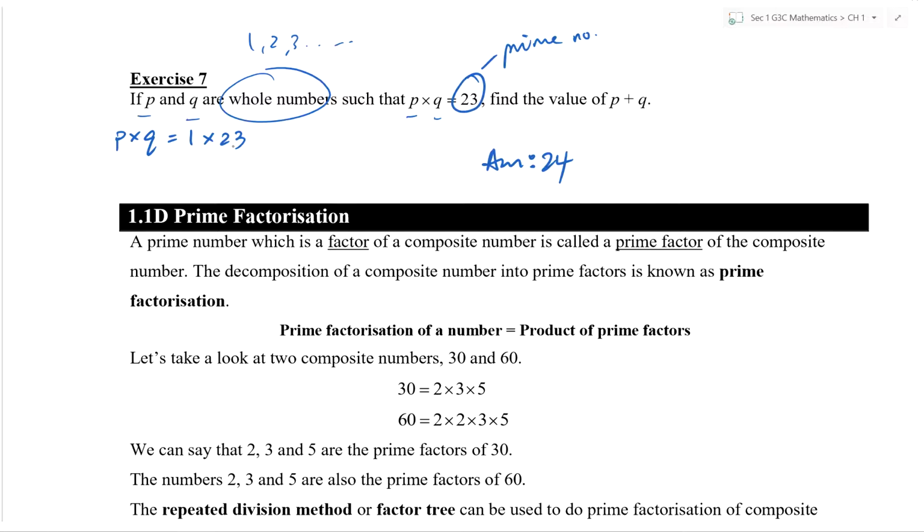But does this mean that P is 1 and Q is 23? Can it be the other way around? Can be the other way around. But the question is not asking you to find P. It is not asking you to find Q. It is asking you to find P plus Q. Must therefore be 1 plus 23, which is 24. Whether it's 1 plus 23, 23 plus 1, you still get 24. And that is how we get the final answer as 24.